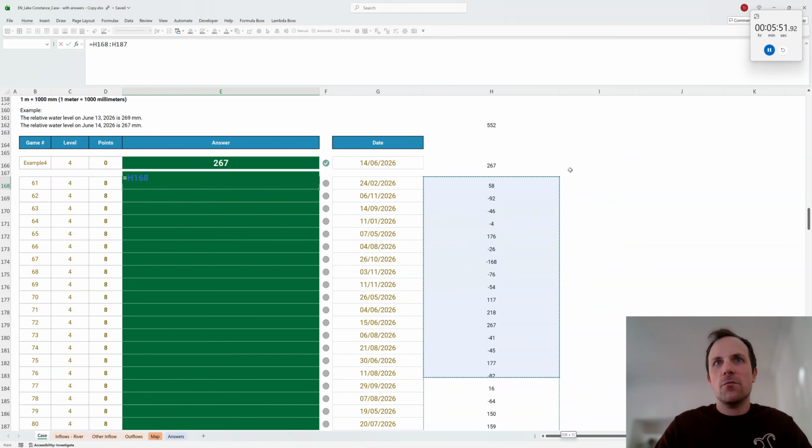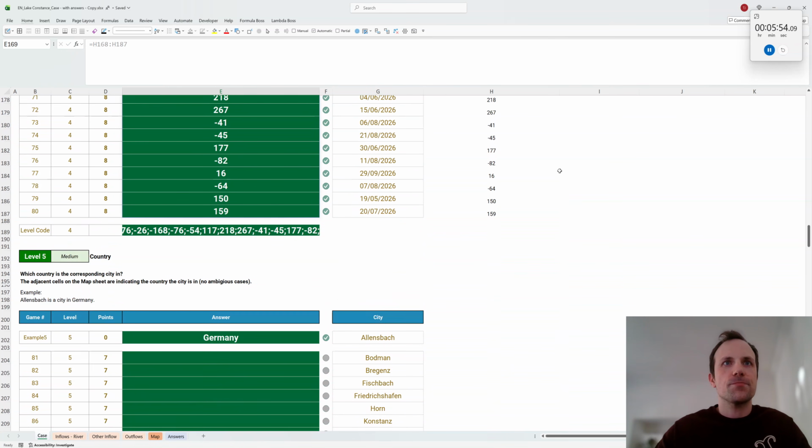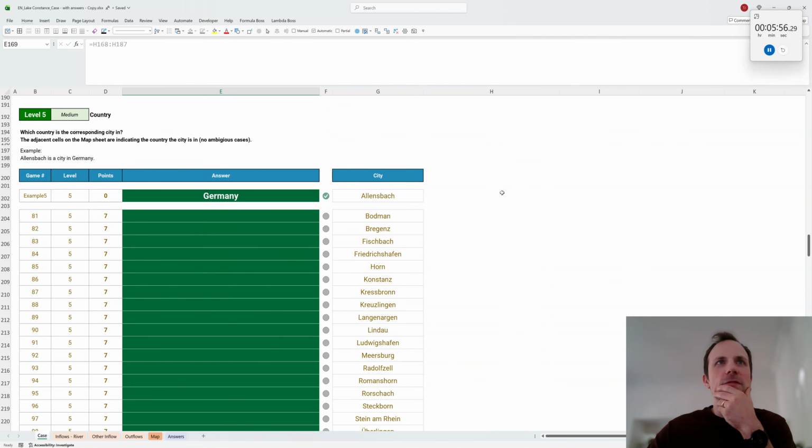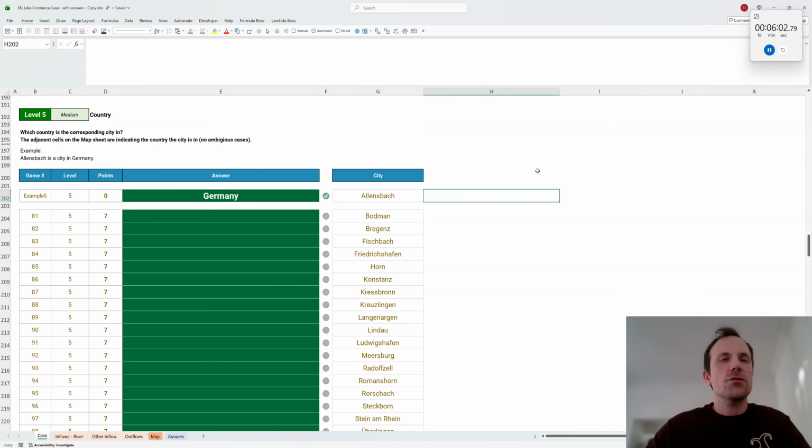And hopefully that will be right. Hooray. Okay, and now we're sort of done with the water stuff and we're on to map stuff. So this is saying what country is the corresponding city in, so we have to look for any adjacent cells. There are no ambiguous cases.